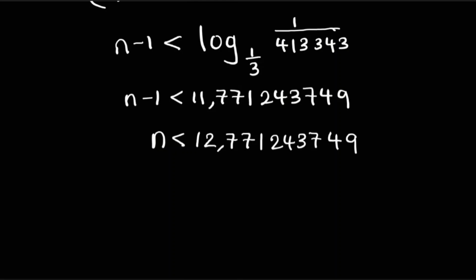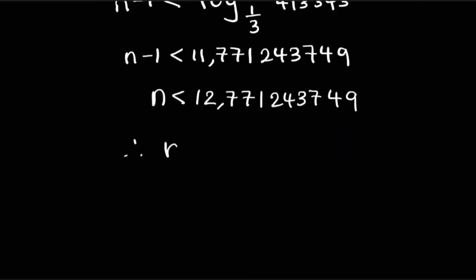Now remember, this is not an equation. This isn't telling us that n is equal to 12.77. But this says n is less than 12.77. So the nearest whole number smaller than 12.77 is 12. So we will conclude by saying, therefore, n is 12.